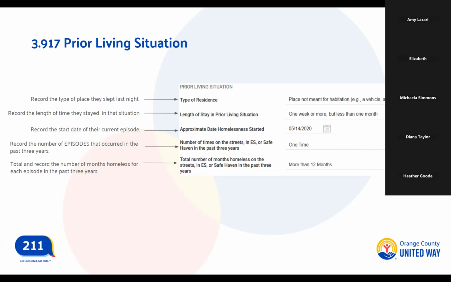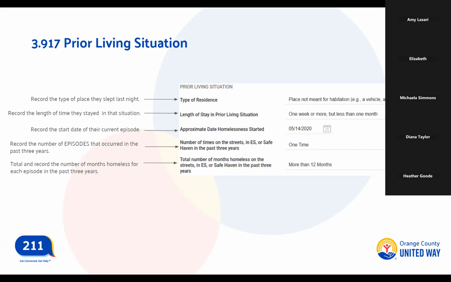And for the number of times on the streets, in emergency shelter, in safe haven, in the last 3 years, record the number of episodes that occurred in the past 3 years. And then total and record the number of months the participant has spent homeless for each of those episodes over the past 3 years.